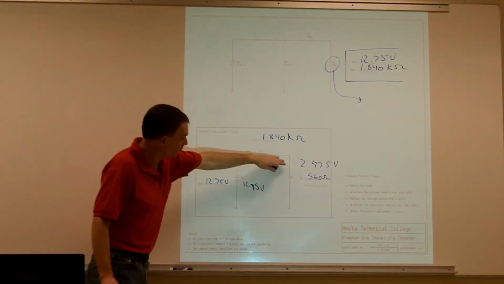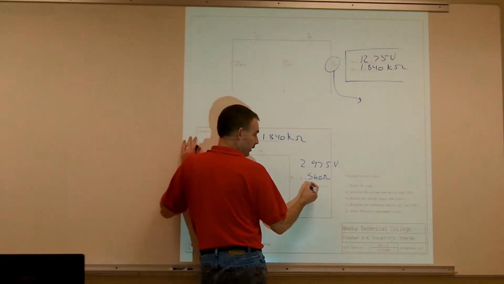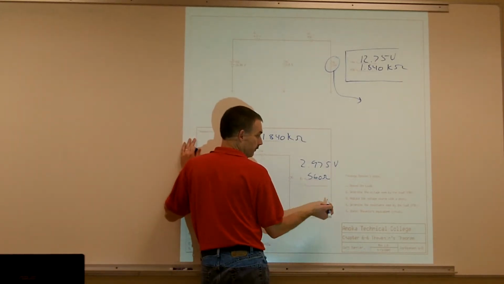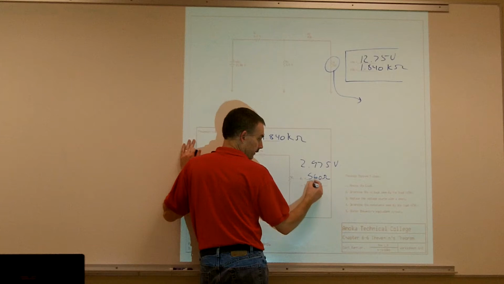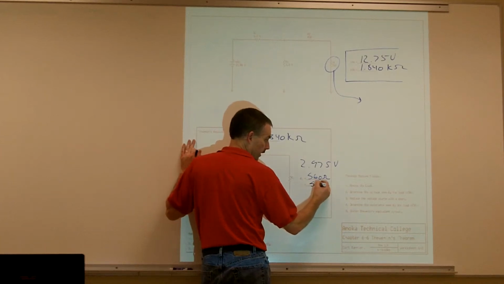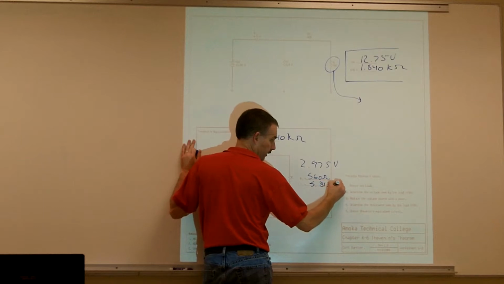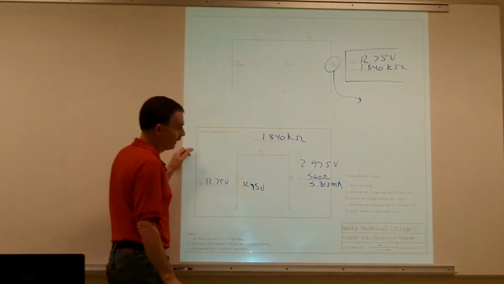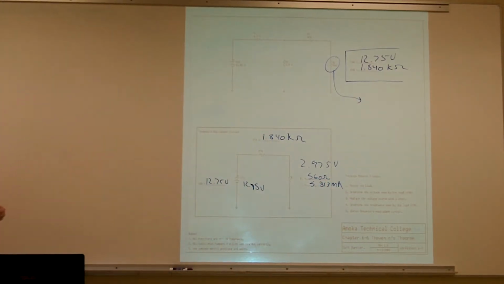And if we get our voltage and we know our resistance, we can know our current. And what's our current? 5.313 milliamps. Okay, you want to agree with that then? Everyone get the same answer? Anyone have any questions on any of the steps?